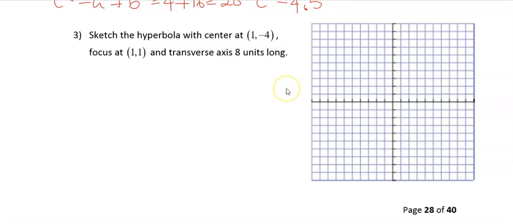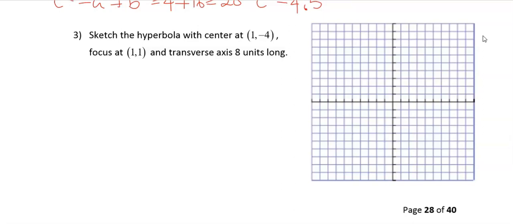Let's look at number 3. Number 3 is a little different. It's a little different because this time they're not giving you the equation. All right. Now we can come up with the equation. Quite possible they could give us this information and say, what is the equation of your hyperbola?